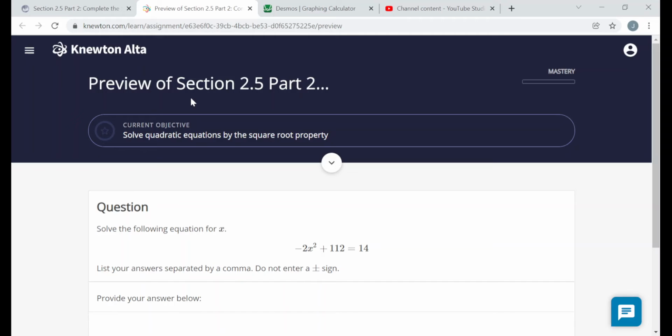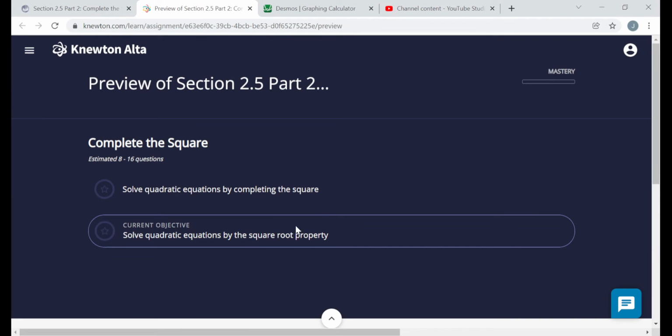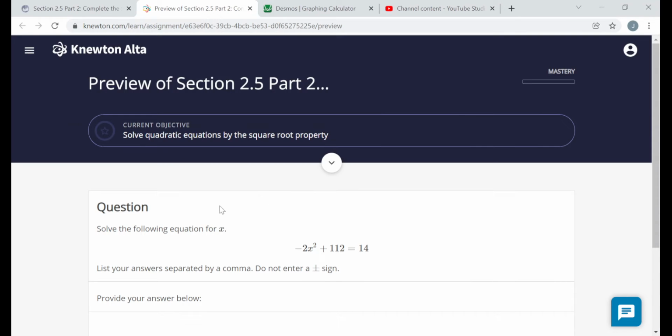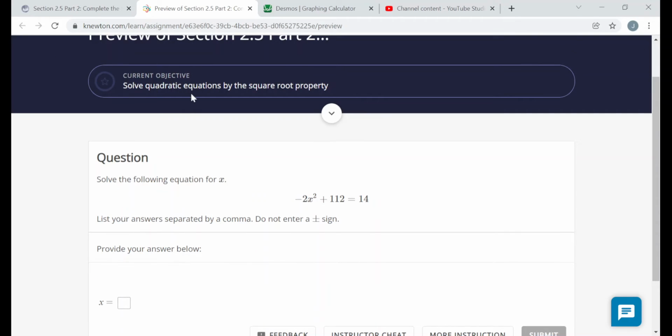Alright, so here's the assignment page I'm at. You won't see the words preview of, you'll just see the title. You've got your mastery bar telling you how far along you've gotten. You can see your objectives. Looks like there are 2 objectives in this assignment. And beneath the current objective is a question related to that objective.